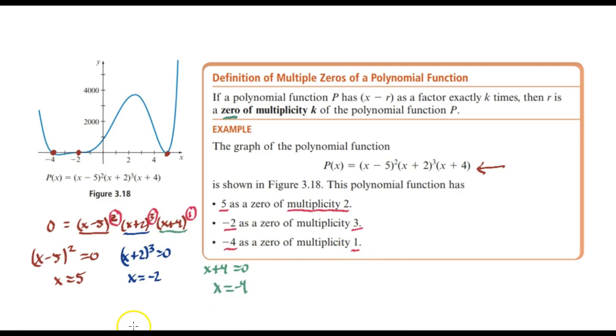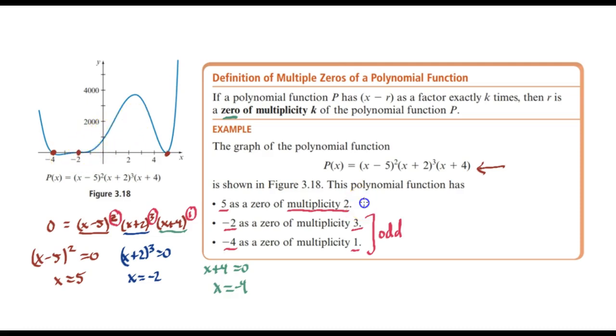And that will tell us something about our actual graph, if we look at it. So notice that these two are odd multiplicities. If you have an odd multiplicity, then you'll notice at the zero, it will cross the x-axis. Notice it's going above the x-axis and then below the x-axis. And then at -2, we have a multiplicity that's also odd. It will go below the x-axis and then above the x-axis, so it crosses.